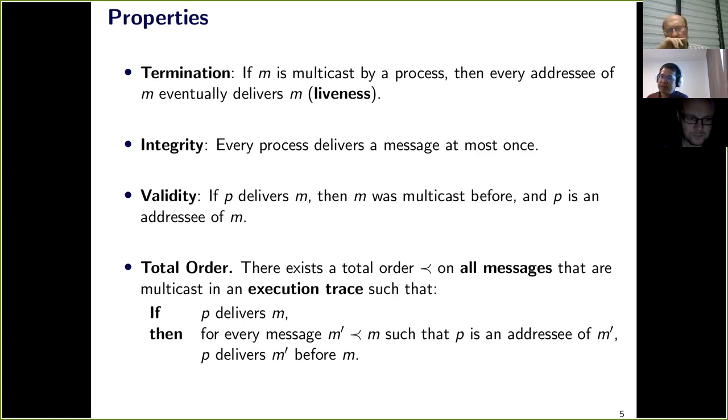And the last one is the most challenging one, total order. There exists a total order less than on all messages that are multicast in an execution trace, such that if P delivers M, then for every message M prime less than M, such that P is a recipient of M prime, then P delivers M prime before M.